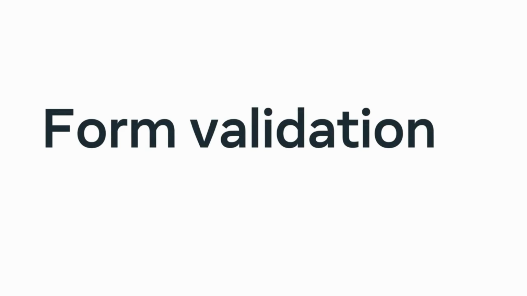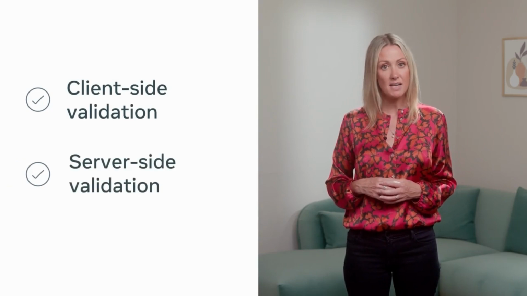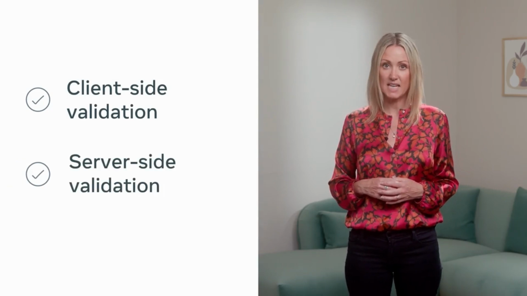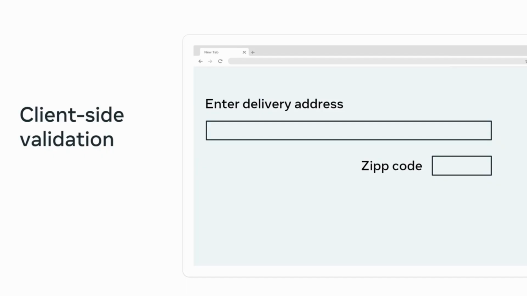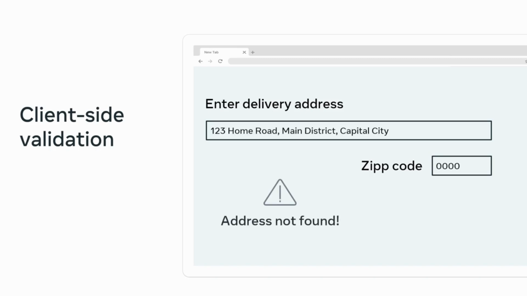Form validation is a process that ensures that the data entered by the user in a form is valid and conforms to rules defined by the developer. There are 2 methods of form validation: client-side validation and server-side validation. Client-side validation checks for errors as soon as they are typed into the form. This is done by the web browser or by JavaScript code and provides the user with immediate feedback.